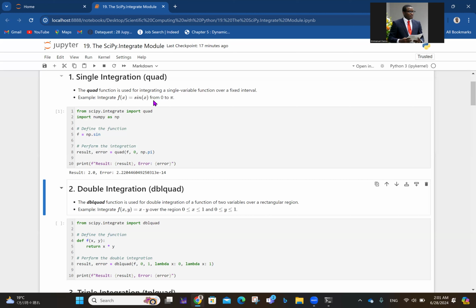Well, the result in the end is something like minus 1, minus minus 1 plus 1. That's why the answer is 2. And the error is all this thing you get. It's very small, so that means it's not a bad one.